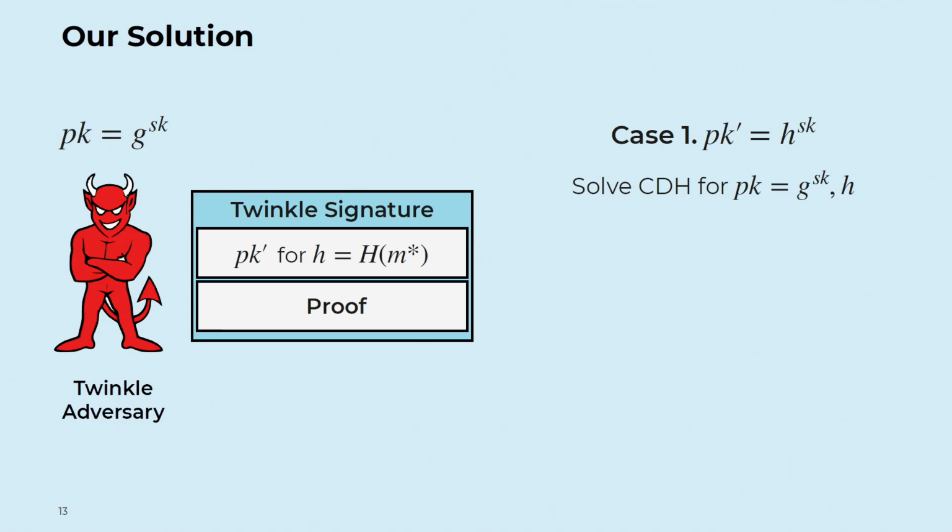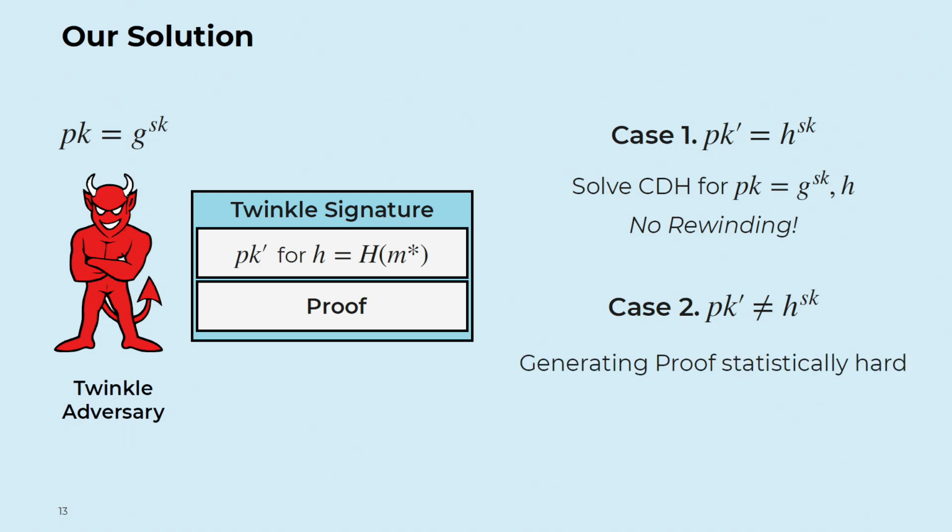So the reduction can just take it from the signature without any rewinding and output this as a CDH solution. Good. Now what about the second case? If it's not equal to h to the sk, well then the soundness of this proof system guarantees that generating this proof and generating the signature is a statistically hard problem, so we don't need any reduction at all. Okay, so now we got rid of rewinding.